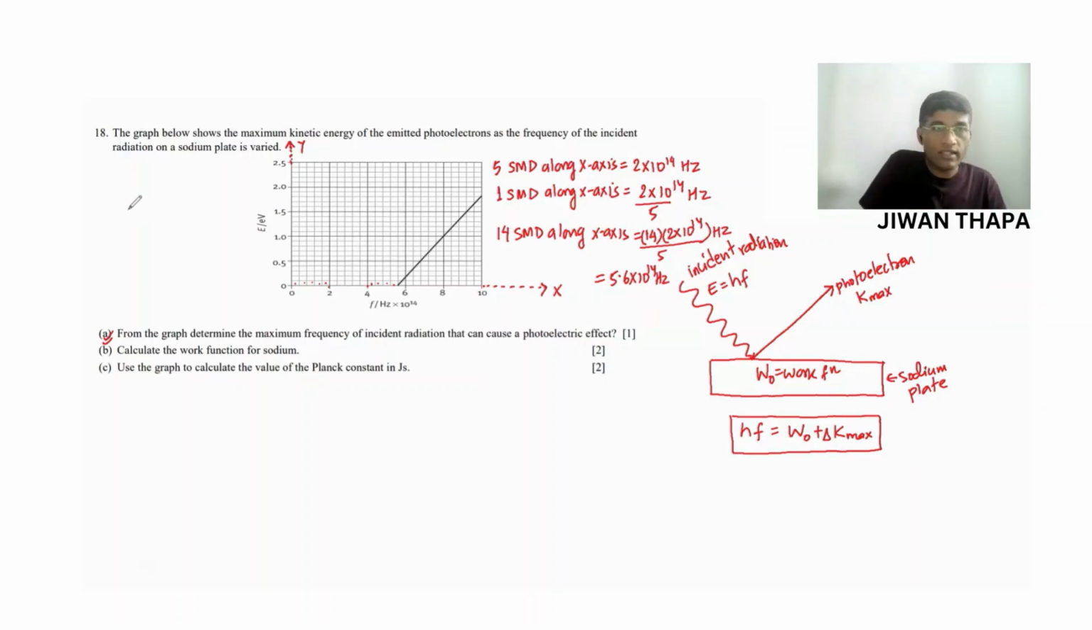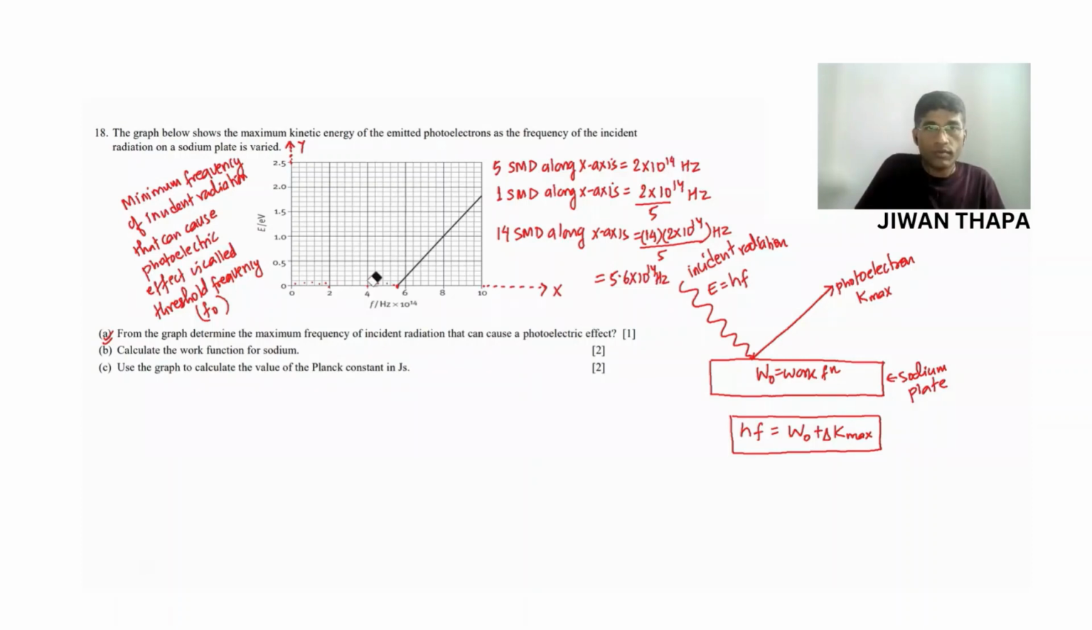So what we know is that the minimum frequency, so we can see this is the minimum frequency, okay, of incident radiation that can cause photoelectric effect is called threshold frequency and is denoted by the symbol F0.